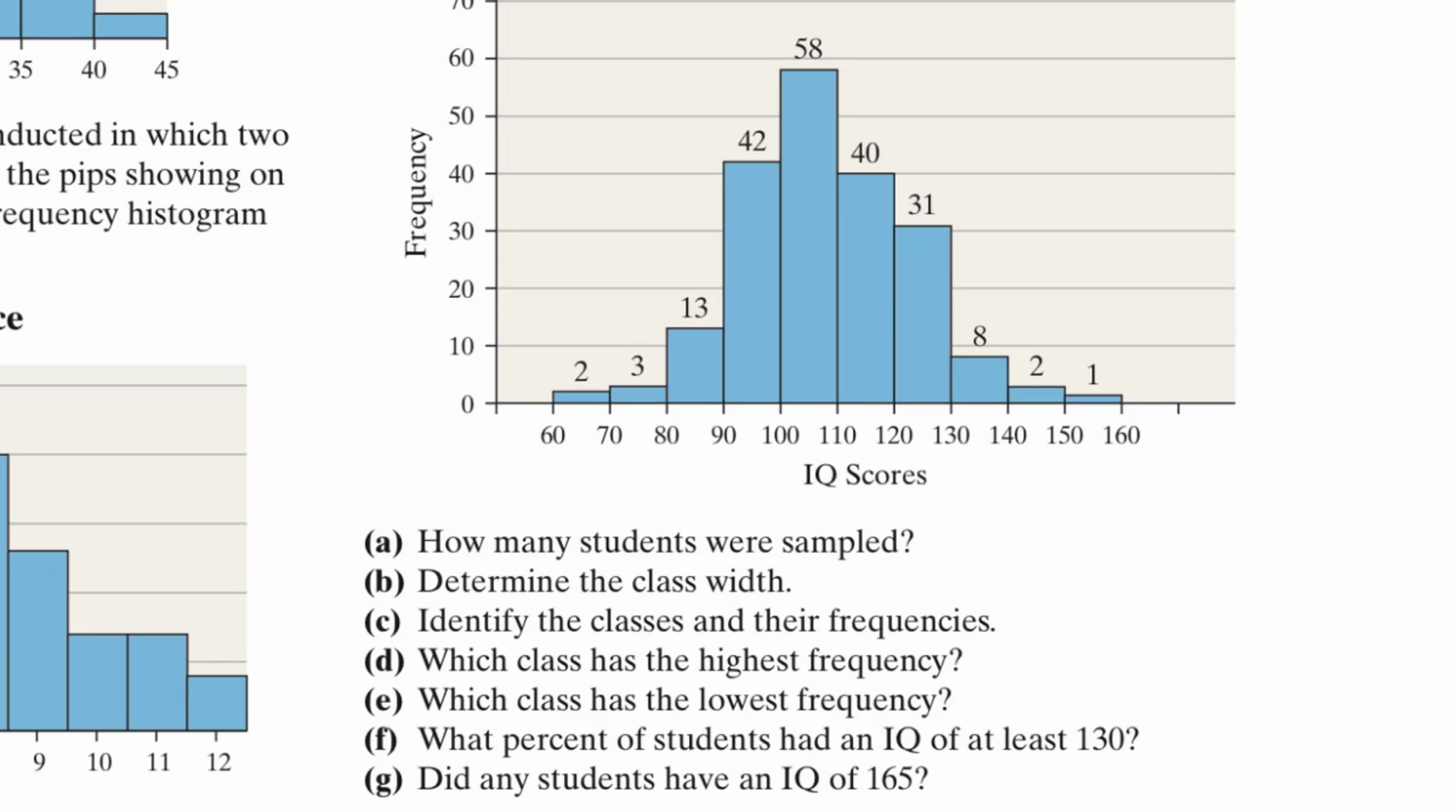And so it's actually fairly straightforward here, because you can see that it's 10. If you take, for example, 70 minus 60, that's 10. 80 minus 70 is 10. 90 minus 80 is 10, and so on and so on and so on. So remember that when you calculate class width, you always take the difference between consecutive lower or consecutive upper class limits.